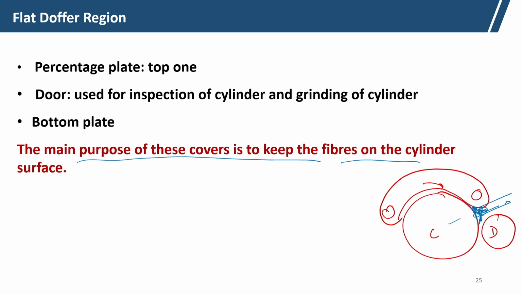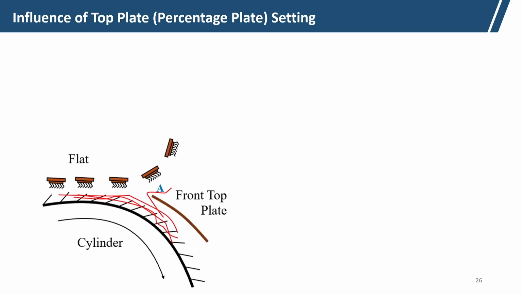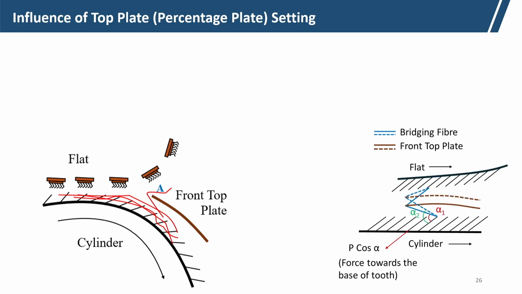Some large air current, an air vortex, is created in this zone. If we do not use these plates, the fibers will be thrown out of the cylinder surface before they go to the doffer. You can see this is the top plate, the front top plate, and the flat zone ends here and is going out. Now, here you can see at zone A the air current is created.